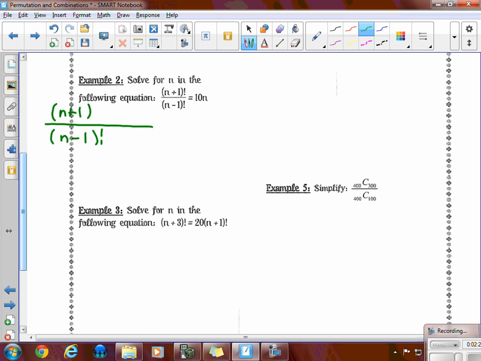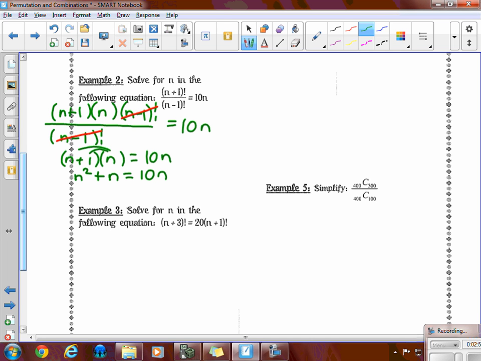So if we start counting down, n plus 1, after that is n plus 0, or just n, then we reach n minus 1 factorial. Remembering this whole thing still equals 10n, we should be able to identify that these two things would divide out to 1. So my statement would be left with n plus 1 times n equals 10n. Now we have to solve this equation for n. First thing I do is distribute this n on the left-hand side. I get n squared plus n equals 10n.